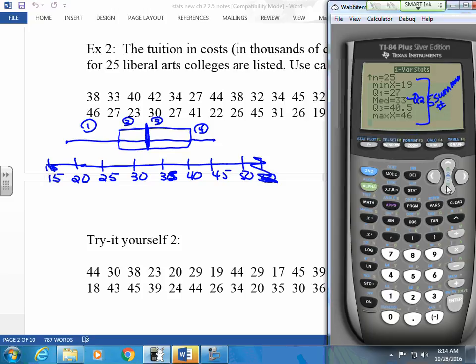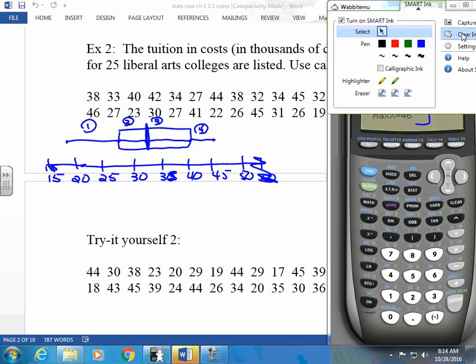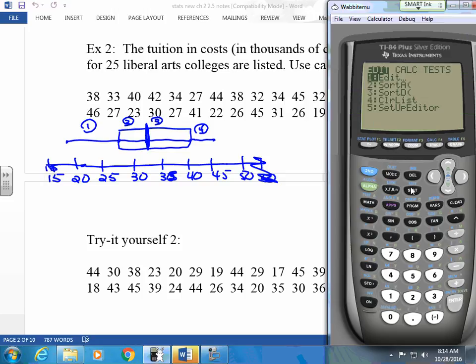Now, if we took your data, if we wanted to go further, we could go to your data.